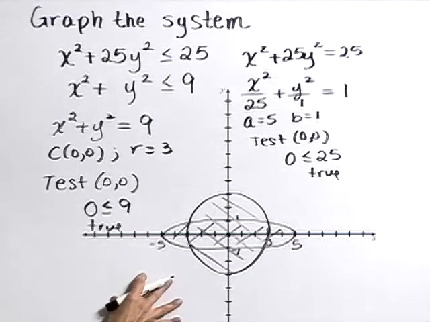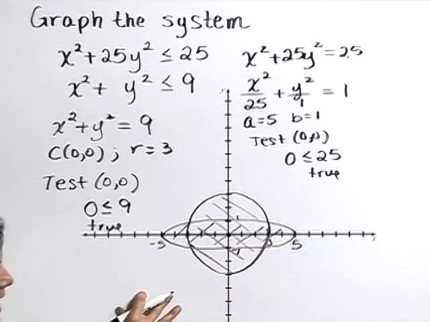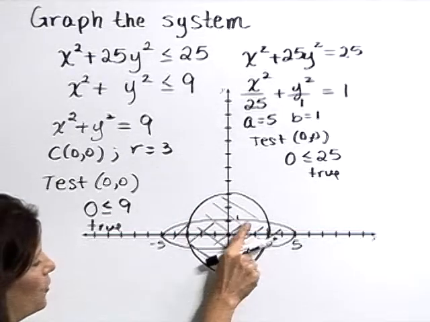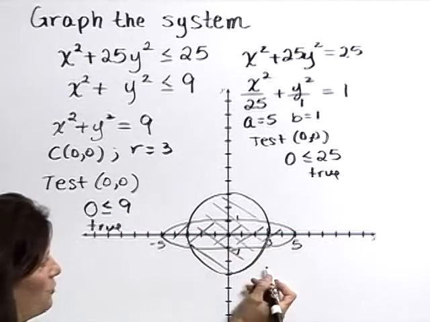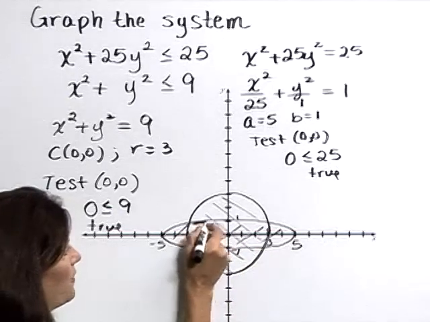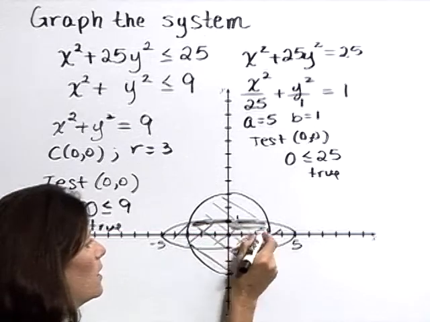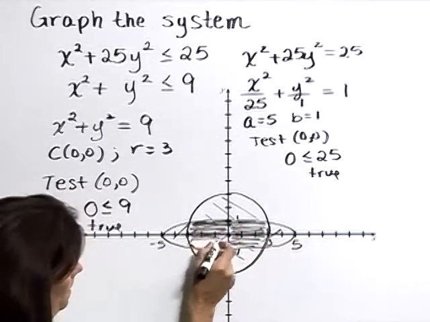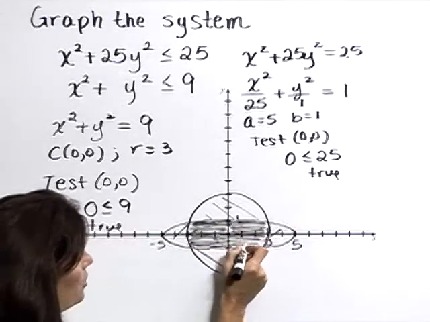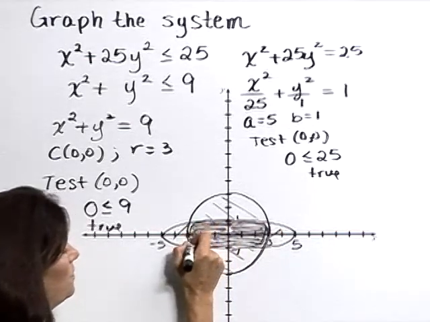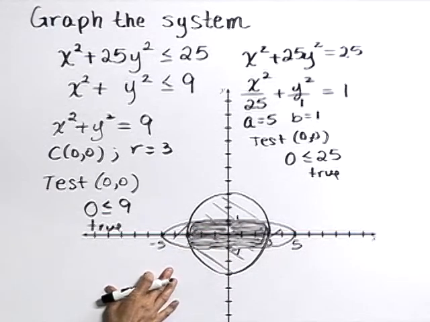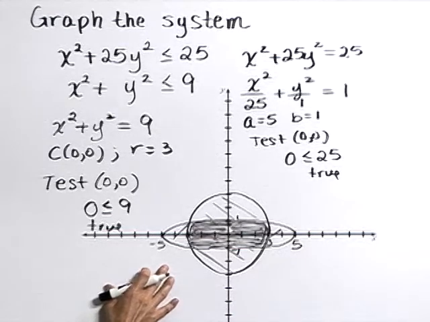Now, our solution region is the area of overlap for both of these solution regions, and that is the area that's inside the circle and inside the ellipse. So I'm just going to shade that a little bit darker to clearly identify it. All of these points in this region then represent the solution to our system of inequalities. X squared plus 25y squared is less than or equal to 25, and x squared plus y squared is less than or equal to 9.